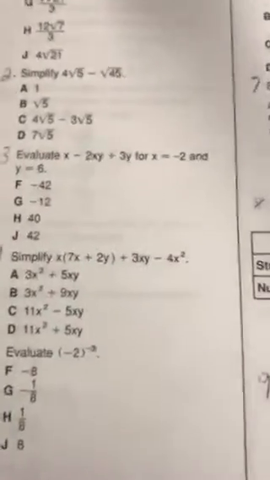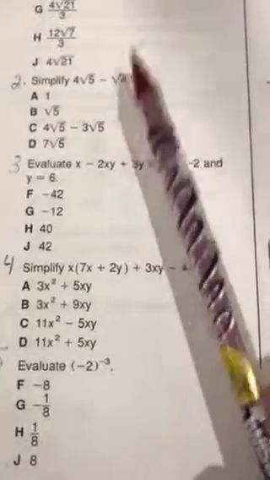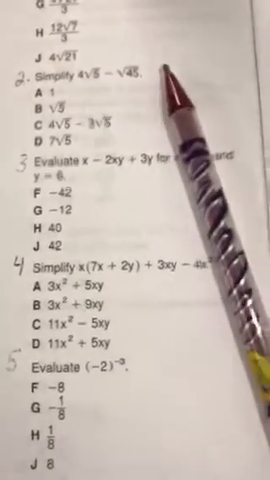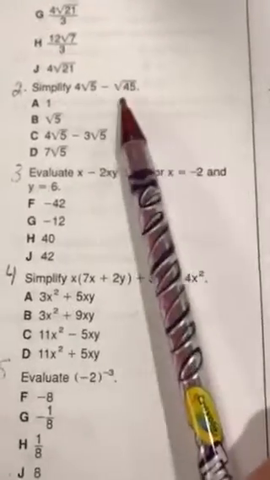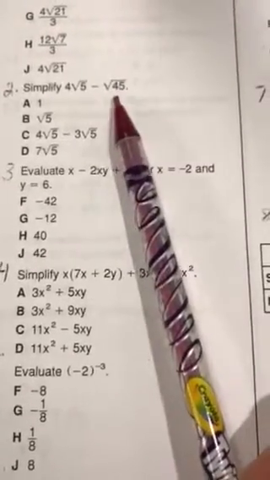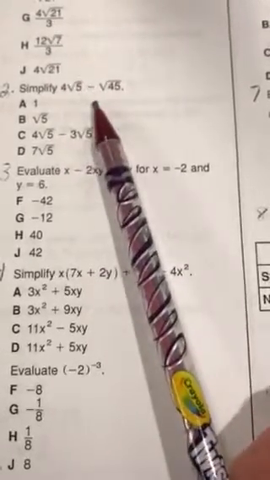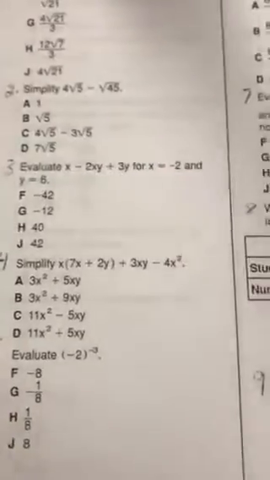All right, when it asks you to simplify or to solve in number 2, what I have to do here is make this have a square root of 5 in order for it to happen. So I need to be able to break this down, simplify it, so that then I can just combine 4 square root of 5 minus something square root of 5. That's for tomorrow.